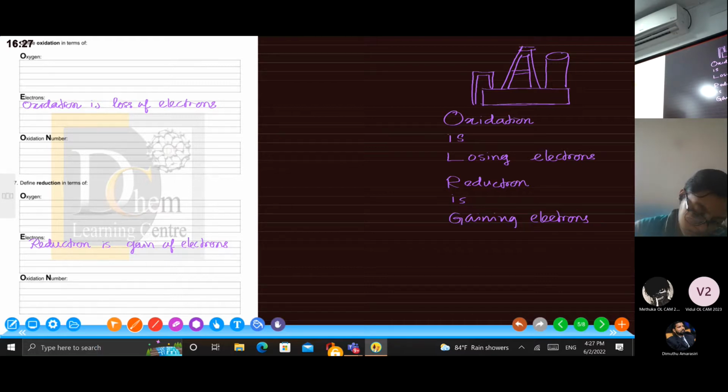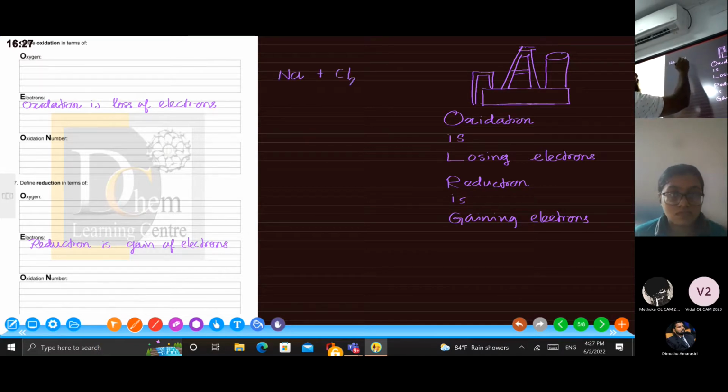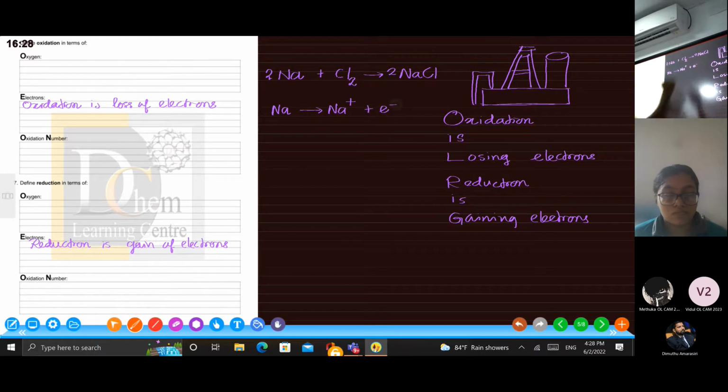All right. Oxidation is loss of electrons. Reduction is gain of electrons. So let me take a simple example for you to understand this. We have been learning this reaction since bonding. Sodium and chlorine react to give sodium chloride. In this process, you know that sodium gave an electron out and became sodium plus, didn't it?